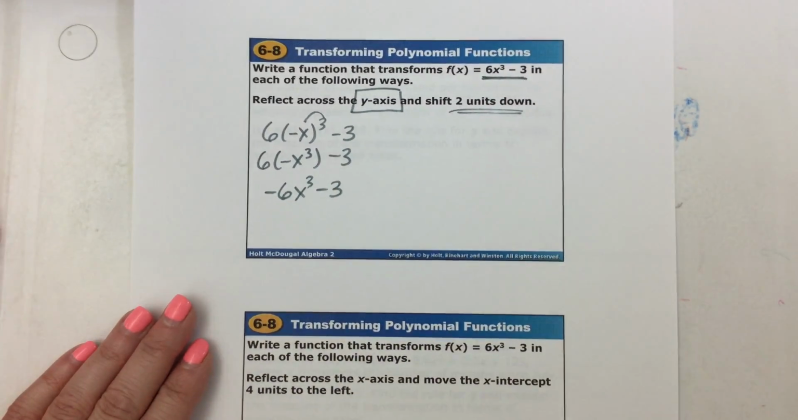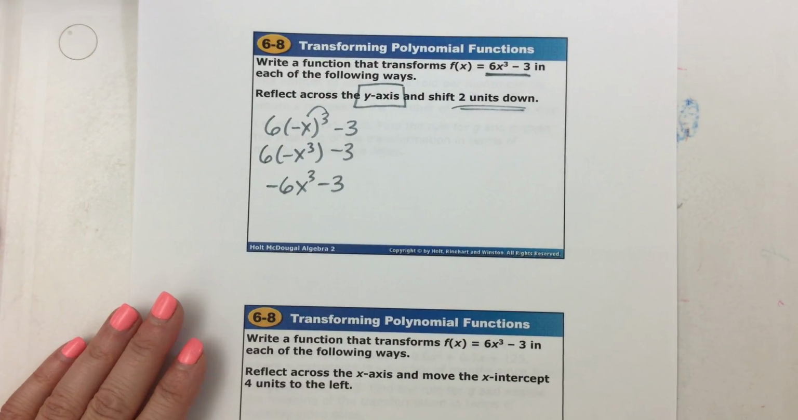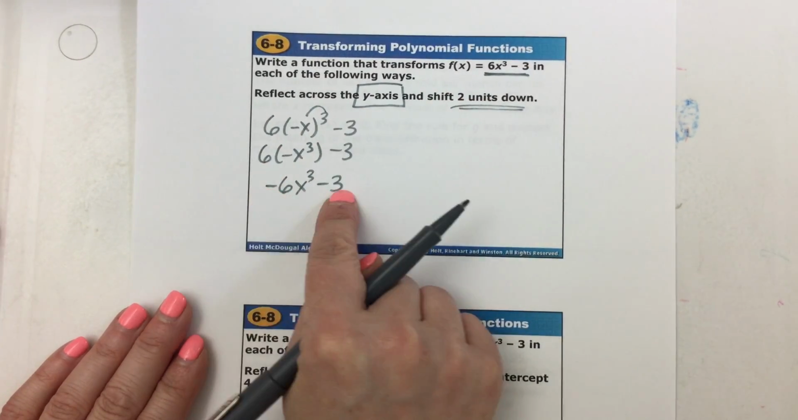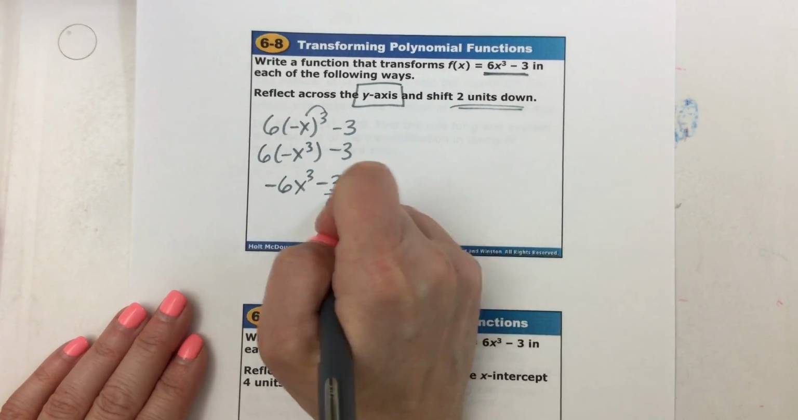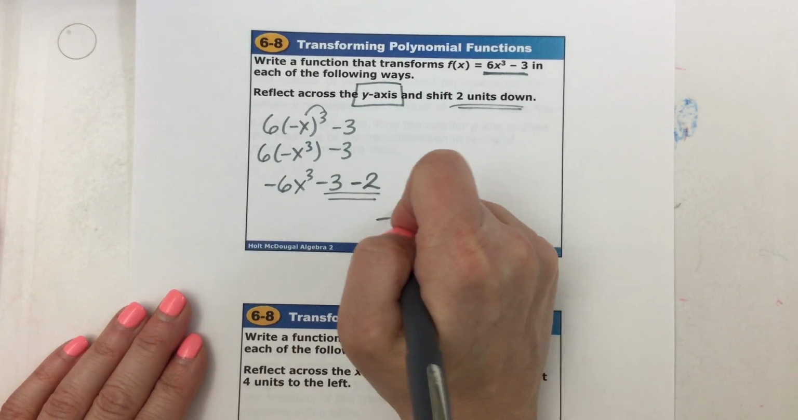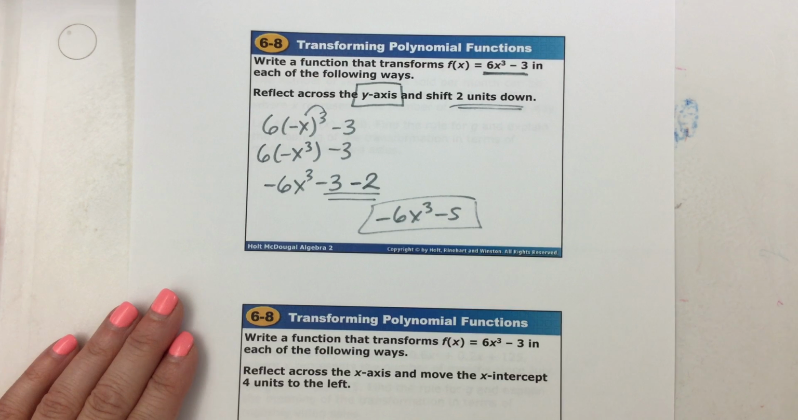Now to shift it down 2, that is a vertical slide. Okay, if I'm doing a vertical slide, you just go ahead, keep the function the way it is. If I want to go down 2, I minus 2 to the end. So I go ahead and combine the like terms. Our new rule is negative 6x cubed minus 5.